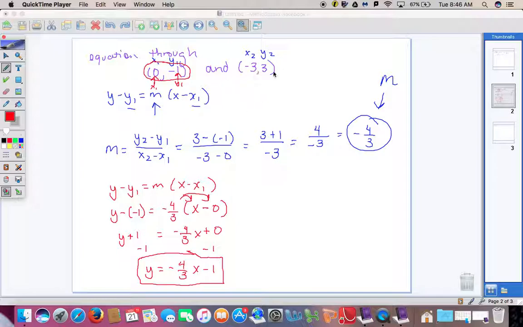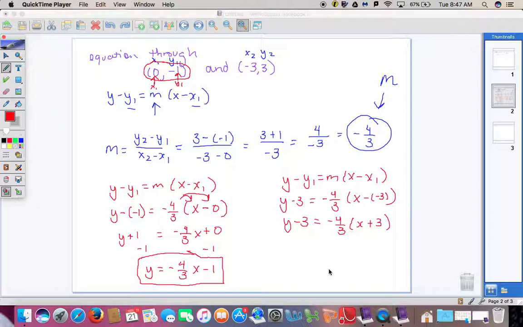If I happen to choose negative 3, 3, you're going to get the same answer. So I have y minus y1 equals m times x minus x1. If I substitute negative 4/3 in for my slope, and a negative 3 for my x1, and a positive 3 for my y1, I have y minus 3 equals negative 4/3 times x plus 3. Okay, now if I distribute negative 4/3 x plus negative 4/3 times 3, and this equals y minus 3. Well, negative 4/3 times 3, those cancel. So I'm left with y minus 3 equals negative 4/3 x minus 4.